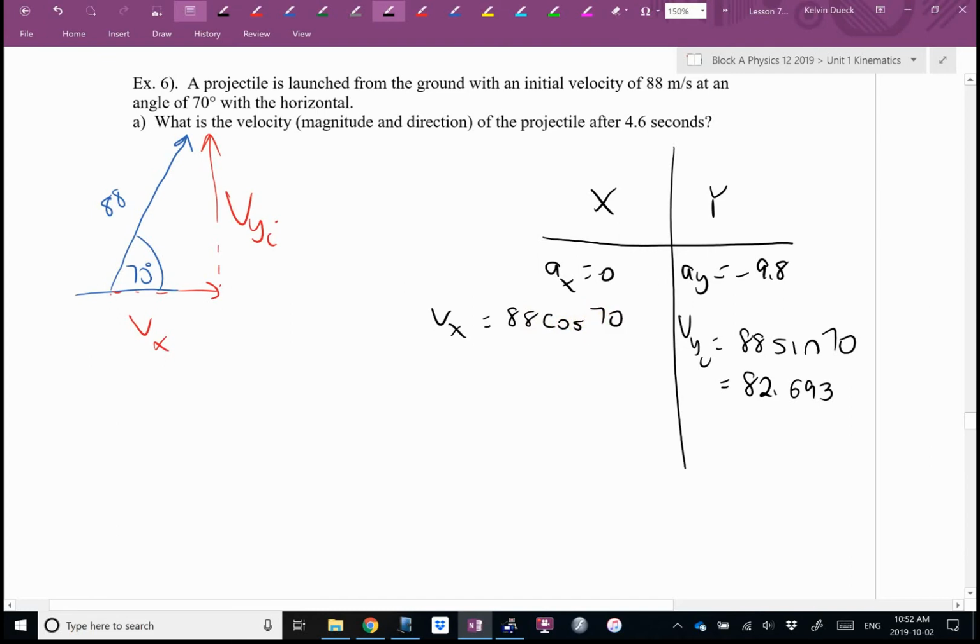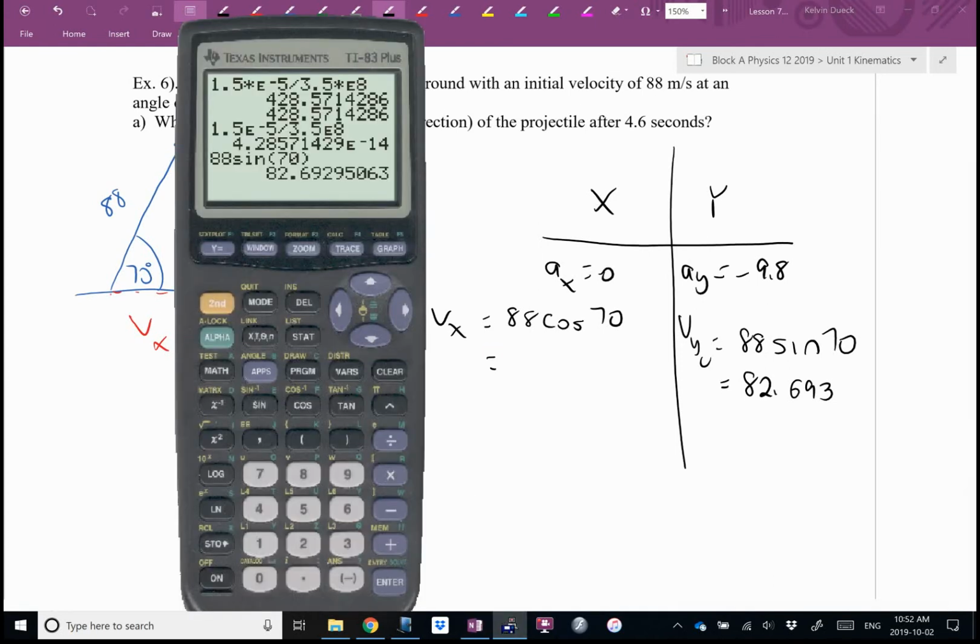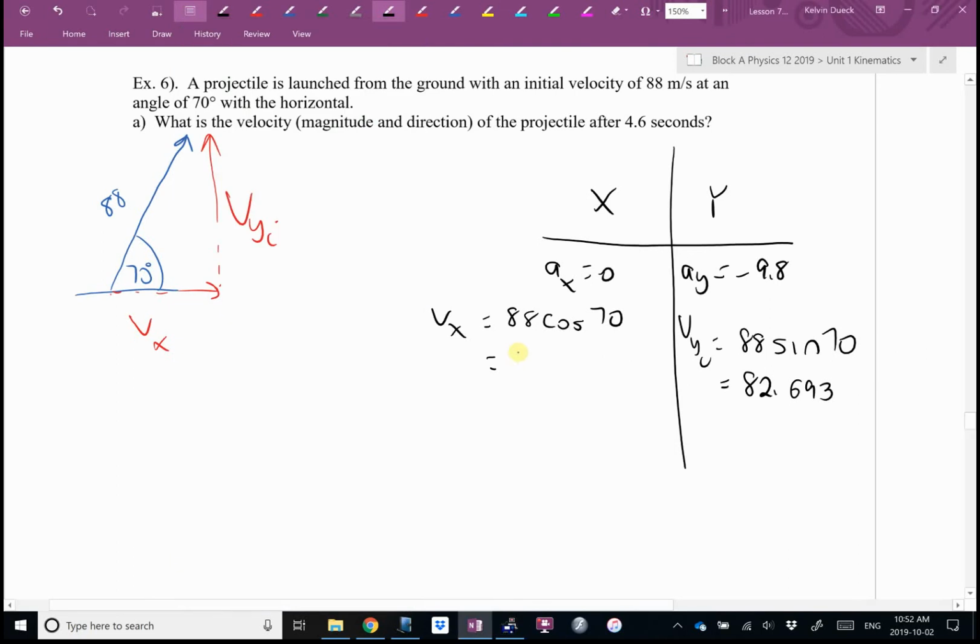Let me just remind you, Julianne, that this dumb shortcut doesn't work for the airplane in a crosswind or for the boat going across the river, because I won't always give you the angle with the horizontal in those particular situations. So you can't always assume Vy is going to be sine. Cos, of course it is. 30.098. That's 5 sig figs and pretty good, I think.